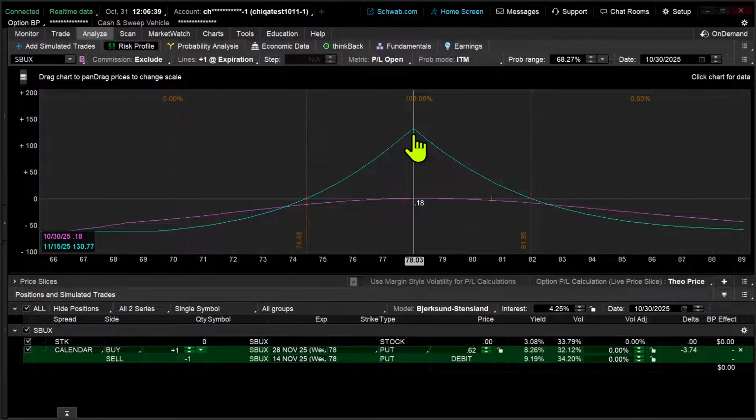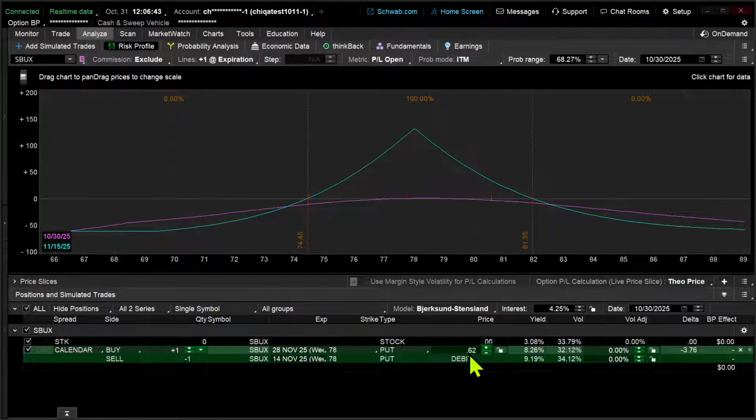So some traders will look at taking this trade off if it has made about 50% of what was paid for the trade. So if this trade could be sold for 62 cents plus another 31 cents, so selling this for about 93 cents would achieve that 50% of what is theoretical maximum gain in this trade.